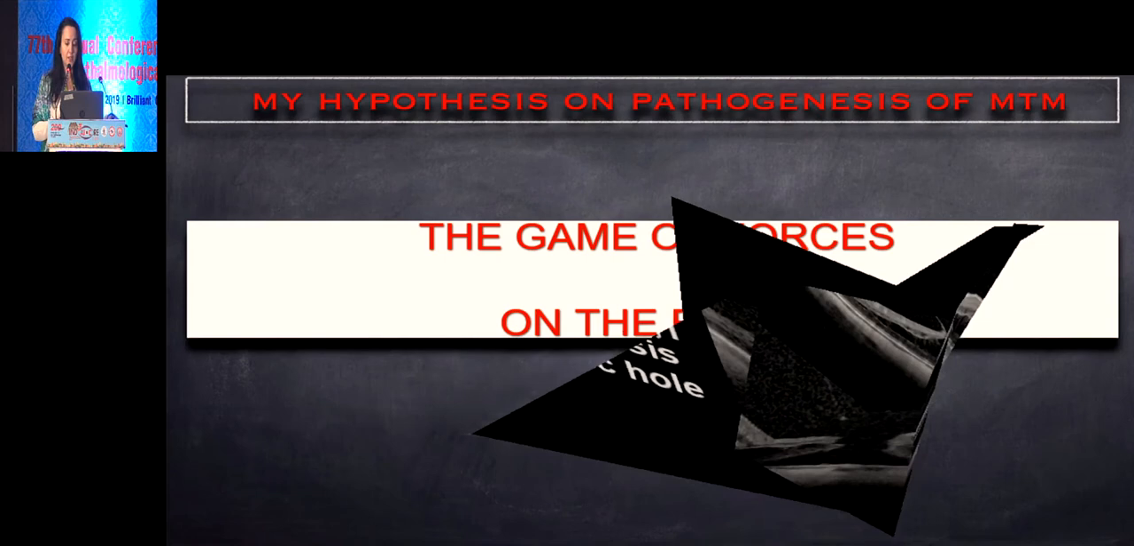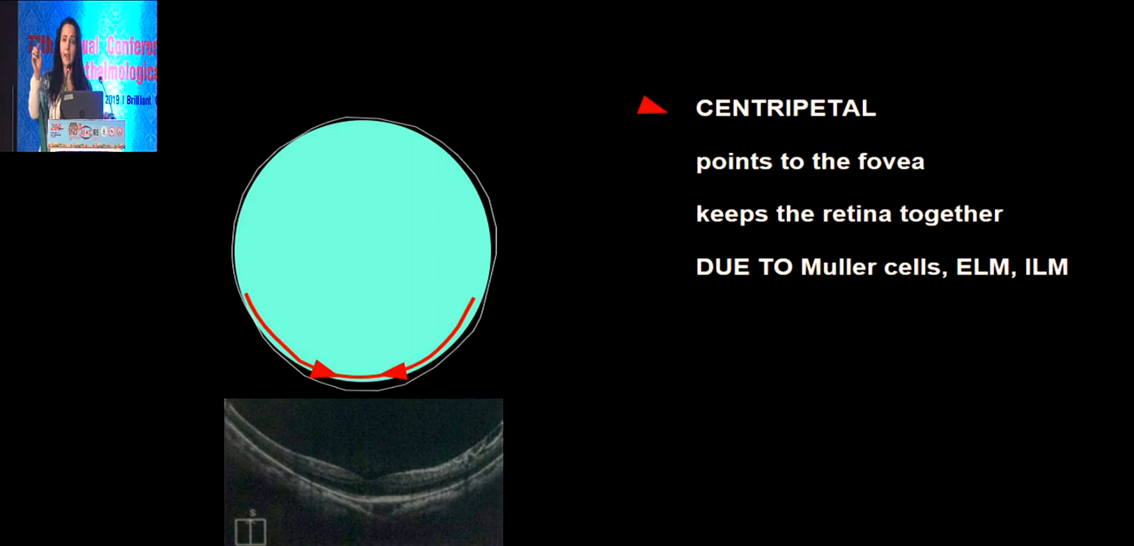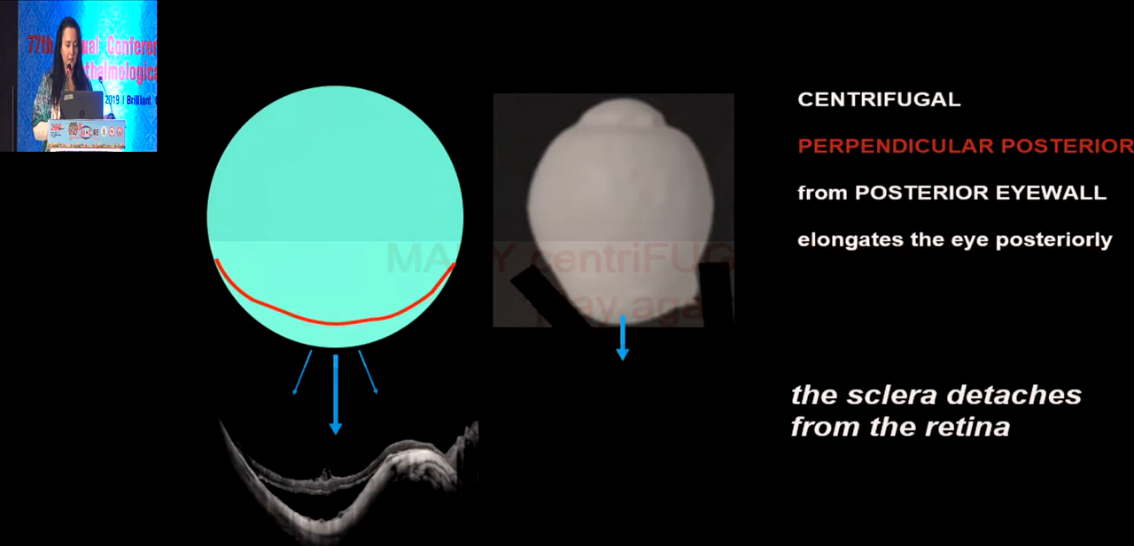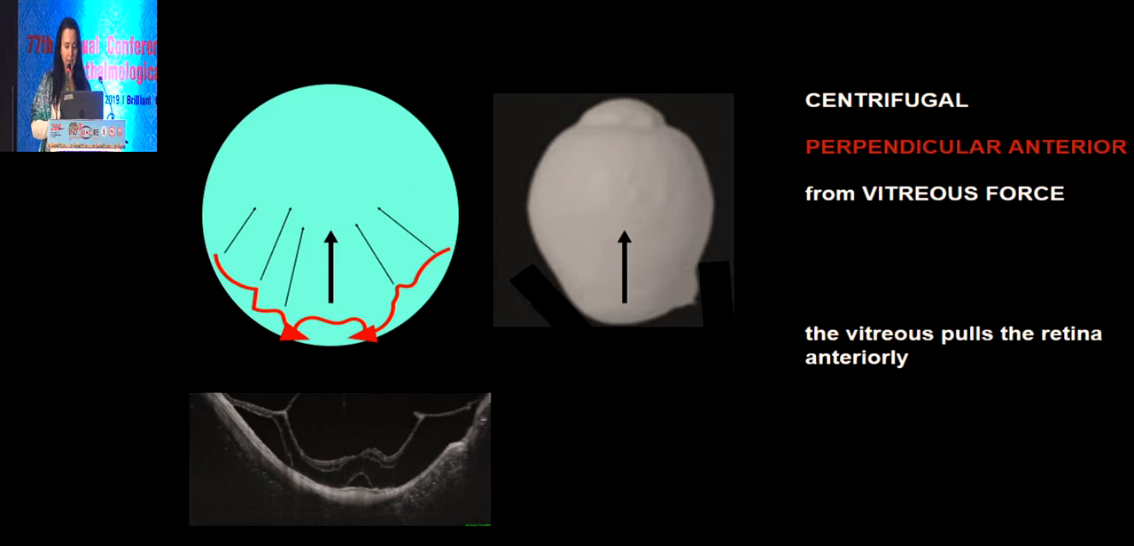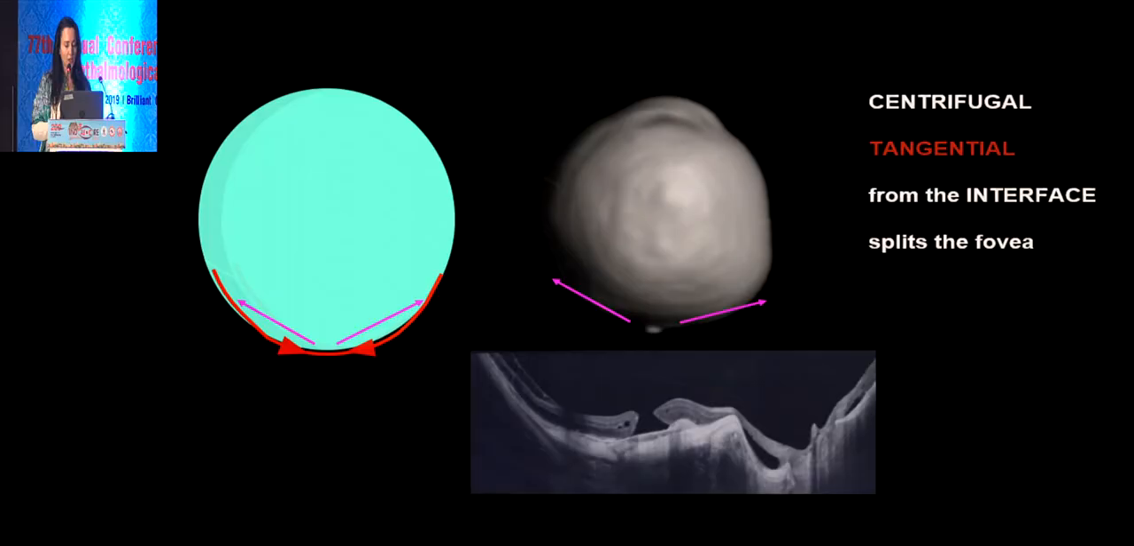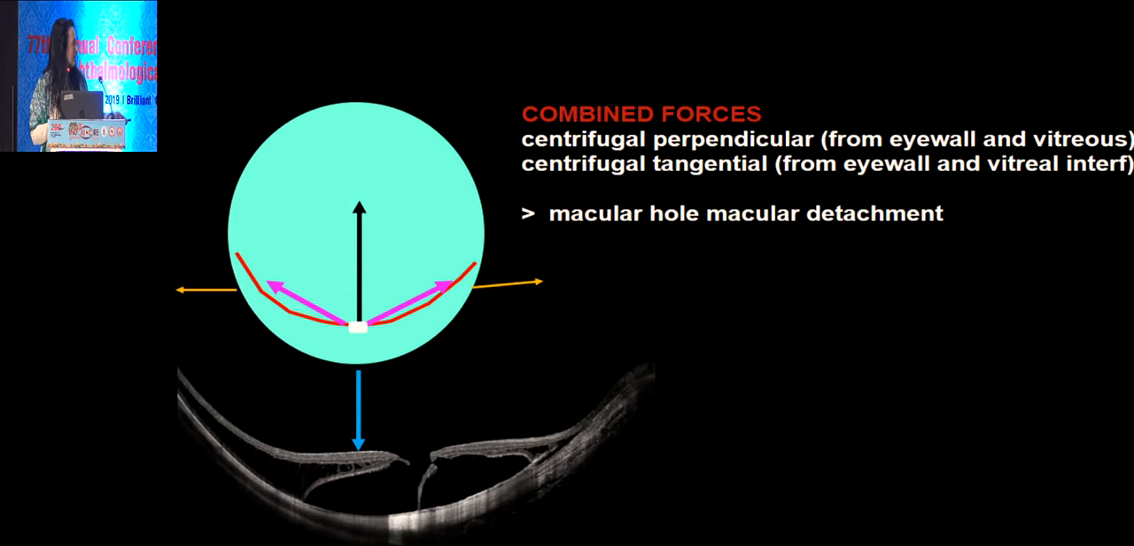So in the end, I propose the game of forces that act on the fovea. If we have one centripetal force that holds the retina together, against this force, many centrifugal forces might act. A centrifugal posterior force that detaches the sclera from the retina, or the vitreous might pull the retina anteriorly, or the wall can pull tangentially, or the interface that pulls tangentially but on the fovea. The forces can be combined, as in this case of retinal detachment with full thickness macular hole.